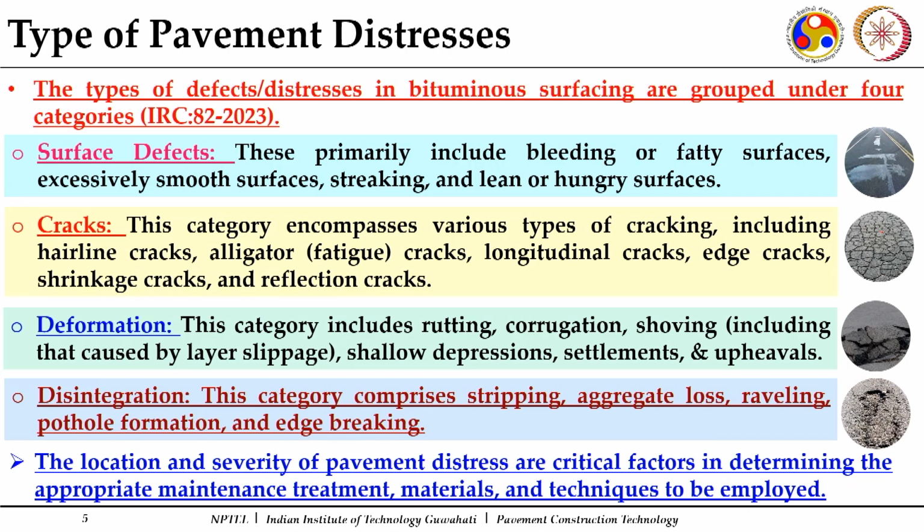Now, the different kinds of defects, or distresses, in bituminous surfacings are usually grouped into four main categories. The first one is surface defects. As the word itself says, these are more concentrated towards the top surfacing. They primarily include bleeding or fatty surfaces, excessively smooth surfaces, streaking, or lean or hungry surfaces. This is one category which is specifically related to surface defects.